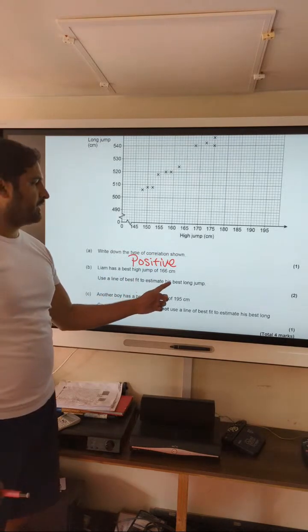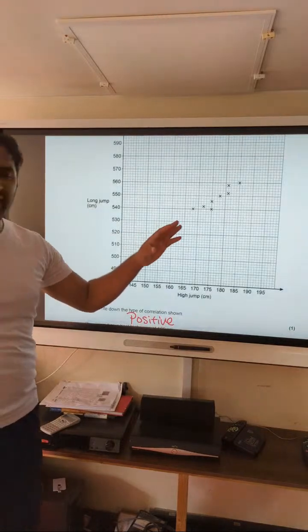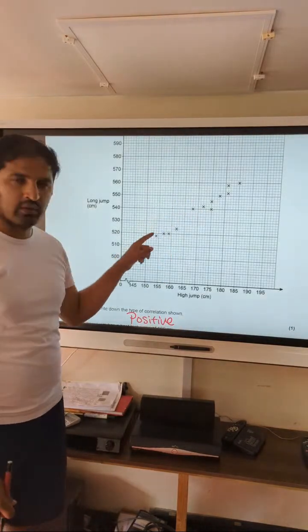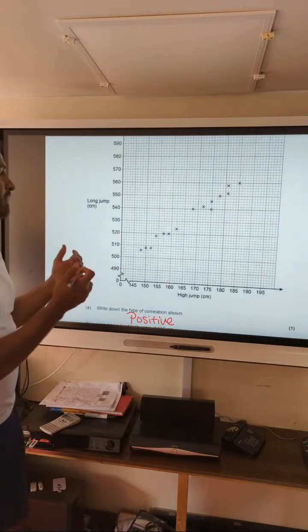Liam has a best high jump of 166 centimeters. Use the line of best fit to estimate. So now you've got 2 marks. You have to draw the line of best fit. Again, I can't really use a ruler on this right now, so I'm going to have to use a pen and rough guidance.